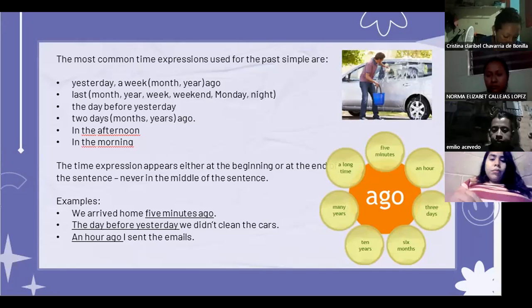Ahí miren, Alexis usó on Sunday y se entiende que fue el domingo pasado, ¿verdad? No hay ningún problema. También puede decir last Sunday, ¿ok? Puede decir on Sunday o puede decir last Sunday y se entiende muy bien, ¿ok?